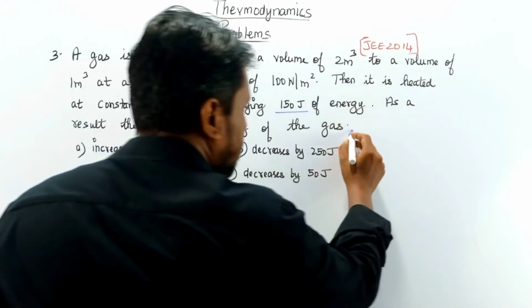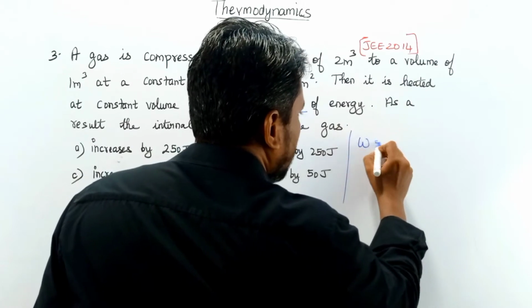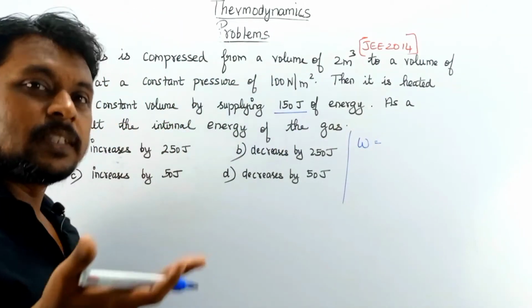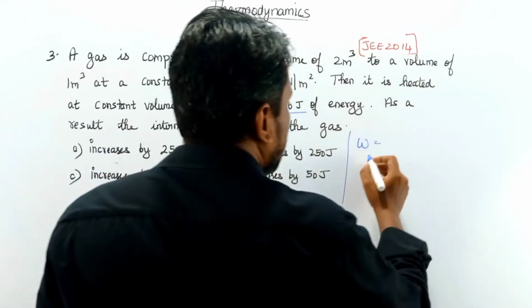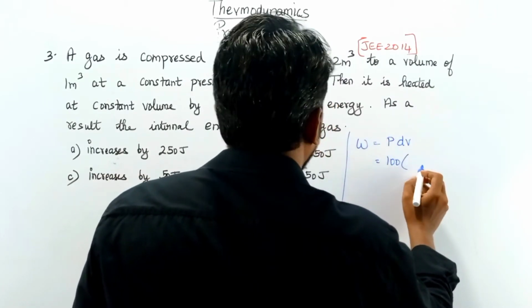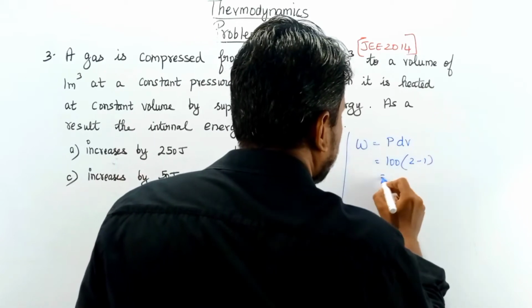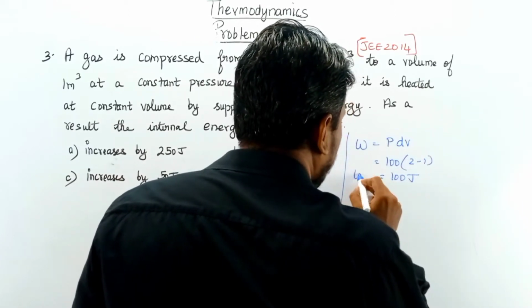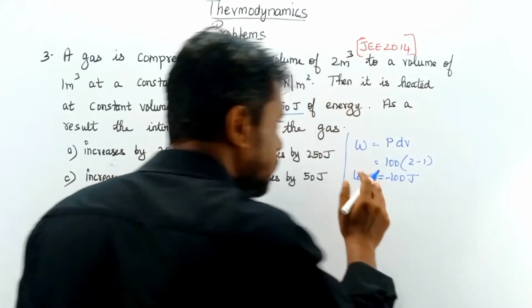First the gas is compressed. As the gas is compressed, some work is done on the gas. That work can be written as PdV. Here the pressure is 100, and the change in volume is 2 minus 1, which gives 100 joules. But this work will be negative because the gas is compressed.